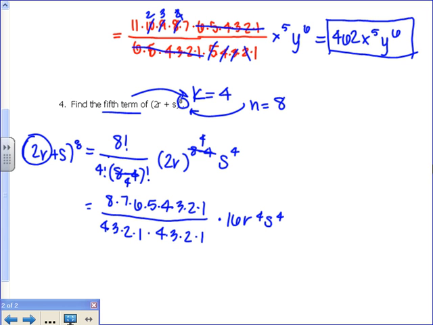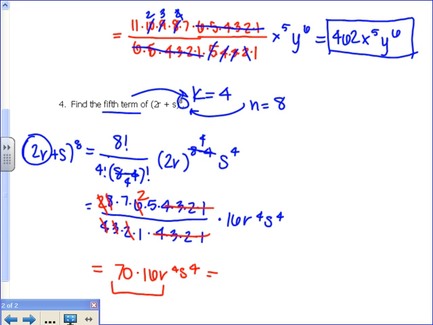So let's simplify here first. 4, 3, 2, 1, 4, 3, 2, 1. 4 cancels out with 8, making this a 2. 3 with 6, making this a 2, and then getting rid of one or more of these 2's. I'm left with 7 times 2 times 5 on top, which is going to give me 70. And then I still have this 16r to the 4th, s to the 4th on the end.